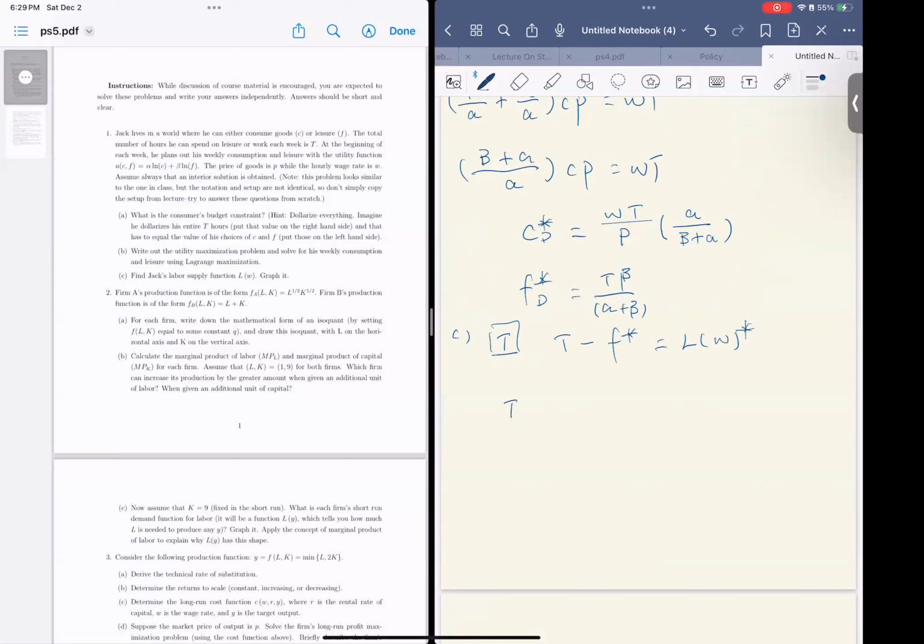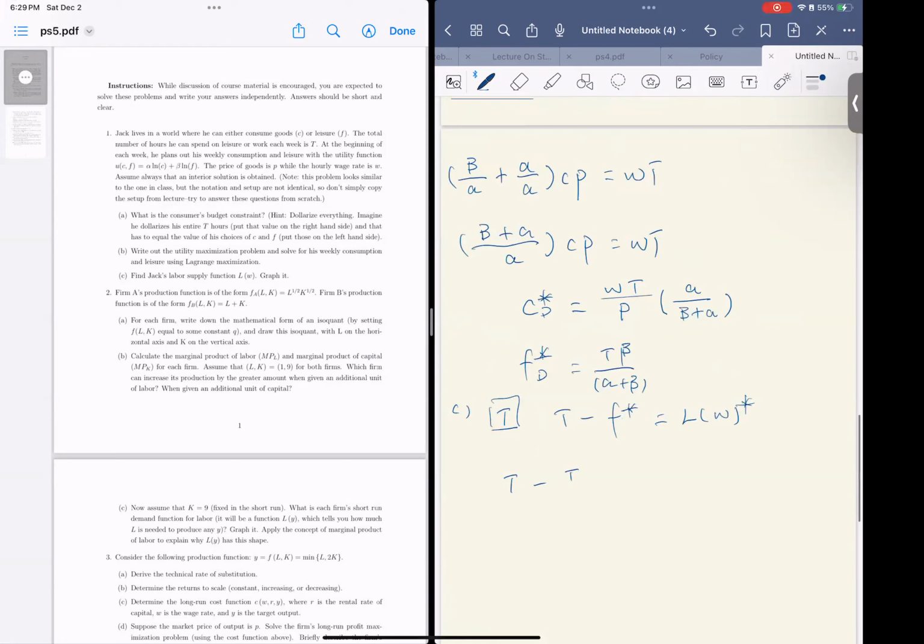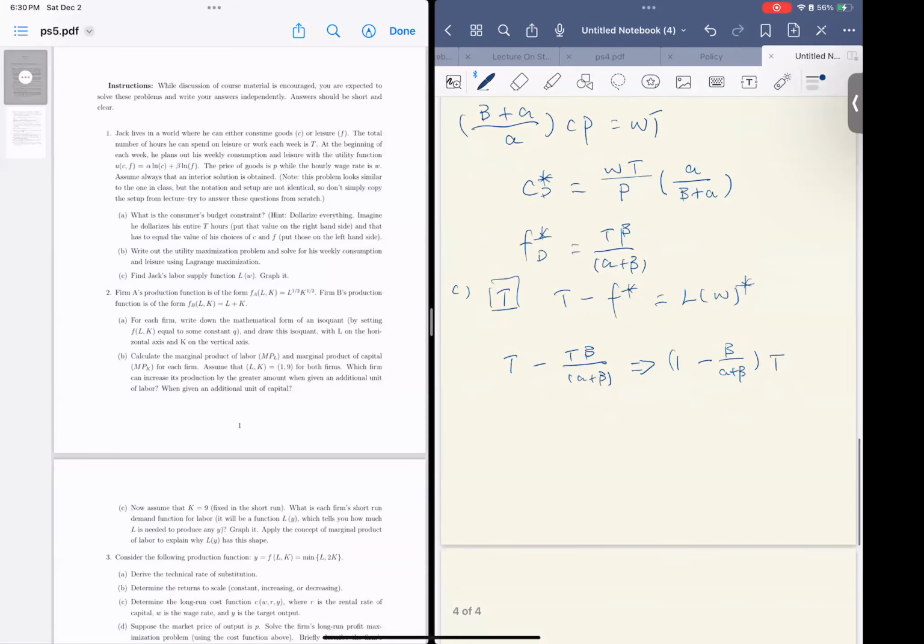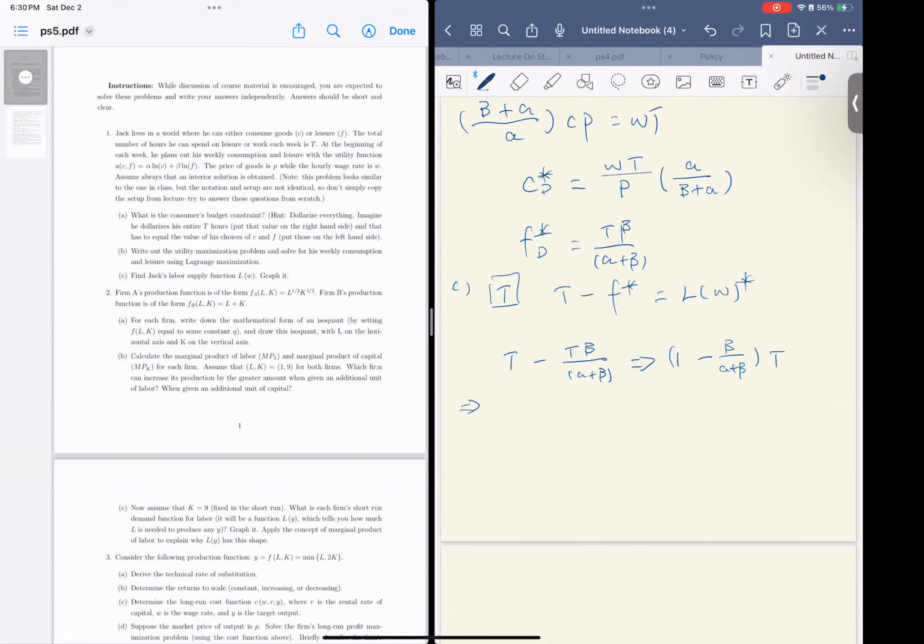So that will get T minus T beta over alpha plus beta, which will be T times 1 minus beta over alpha plus beta. And then we can do another step to simplify it. So we get alpha plus beta over alpha plus beta, which equals 1 minus beta over alpha plus beta, times T. And what we're left with is L(W) equals alpha over alpha plus beta times T.